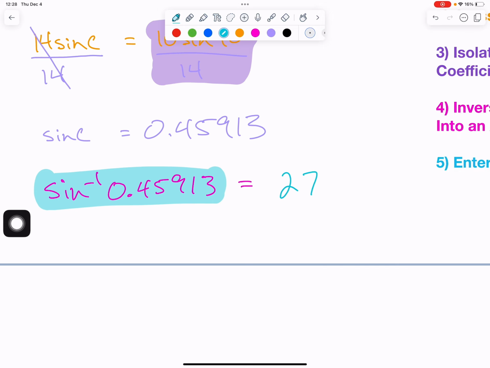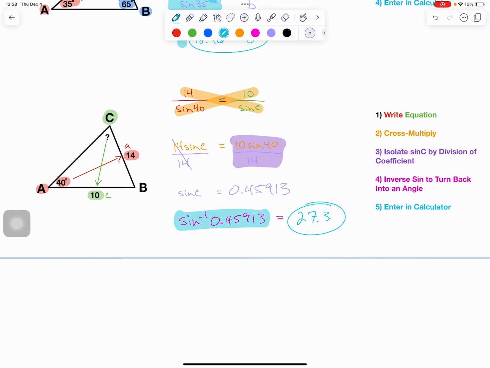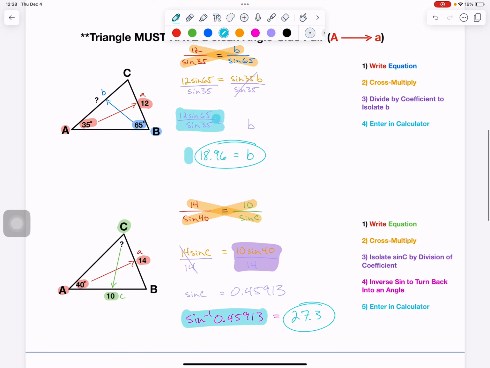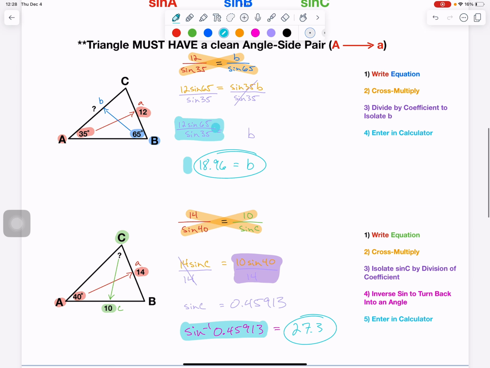Let's go ahead and circle our answer. Let's take a screenshot if you need to of both of these, because now you have solving for a side up top, solving for an angle in the bottom. Follow these steps. You'll be solid bars of gold every time. Let's go!